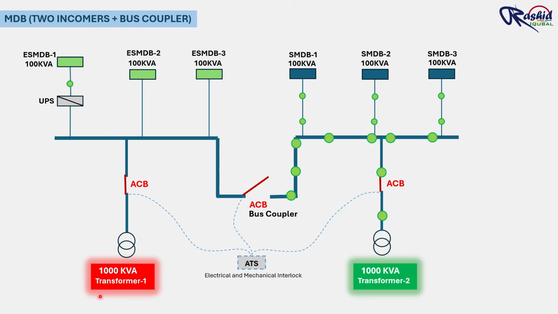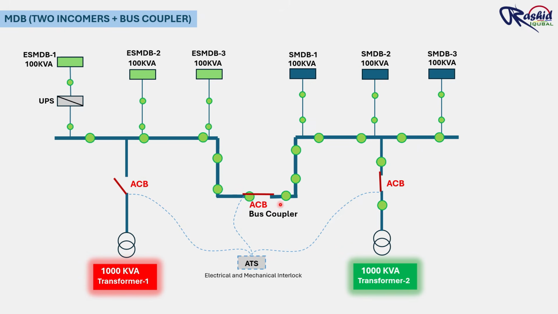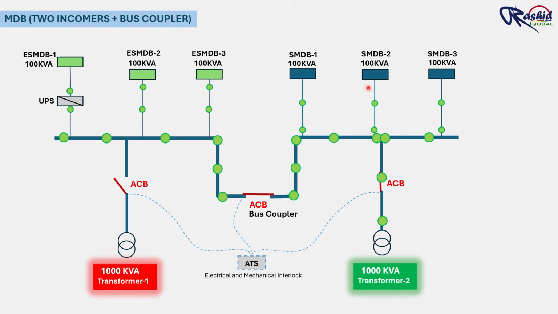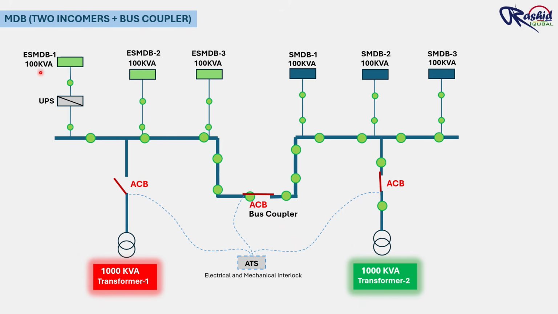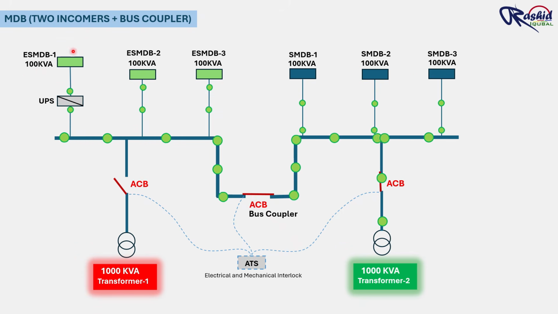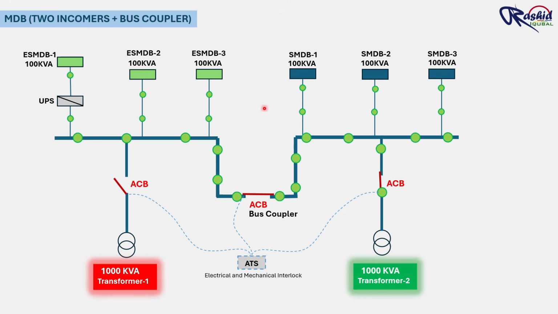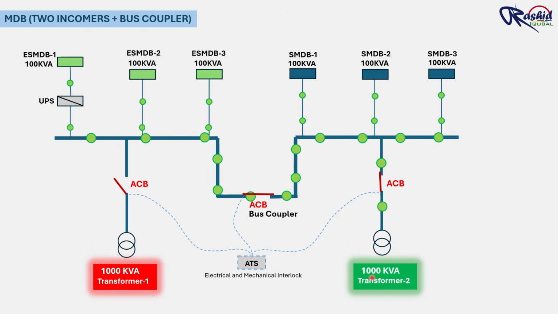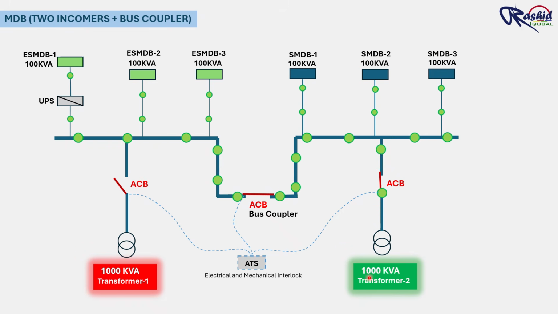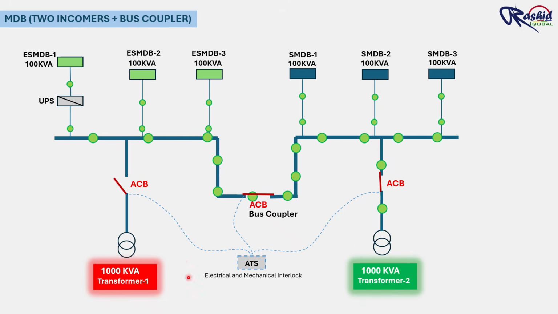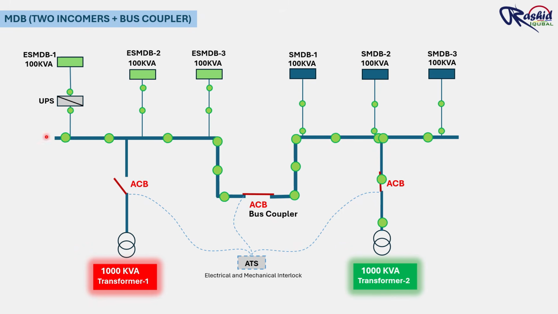If one transformer fails, the ATS gives instruction to open the transformer ACB and automatically close the bus coupler. The healthy transformer supplies both sections of the MDB. As you can see here, total outgoing load is around 600 kVA. If you add all these loads, 100 kVA plus 100 kVA plus 100, it becomes 600 kVA, while each transformer is 1000 kVA, which is enough to handle the full load. So even if one transformer is under maintenance or becomes faulty, a single transformer can still supply the entire system.